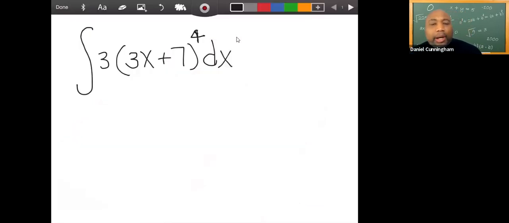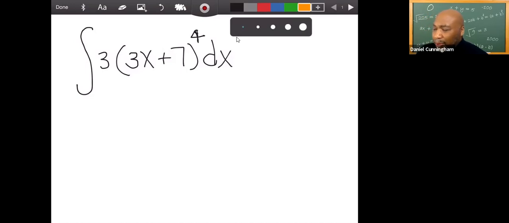Let's look at another problem. We have 3 times the quantity 3x plus 7 to the 4th power dx. Wow, Mr. C, you're giving some problems here, and we want to integrate that. Now we're going to use u-substitution. You have to see what you will let u equal, and is there the derivative, or something close to it, that we can find in our original problem.